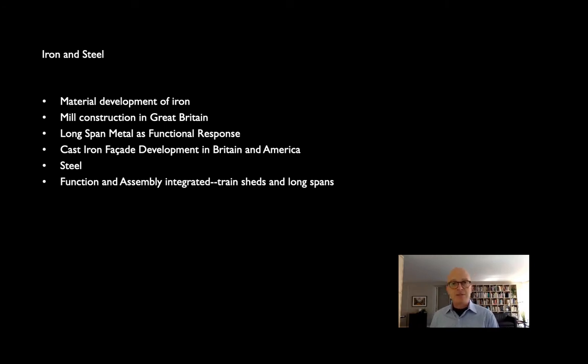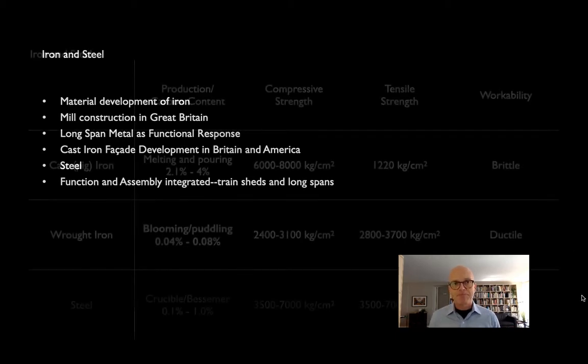We'll look then at steel, the difference between cast and wrought iron and steel, and then how steel in particular allows for this one type, the long span train shed, to emerge, because the material is on the one hand providing the functional spur, the locomotive and the railroad, and also the constructive means of achieving that function. We get this really tight integration between the way things work, the way they're built, and the material in between that goes between them.